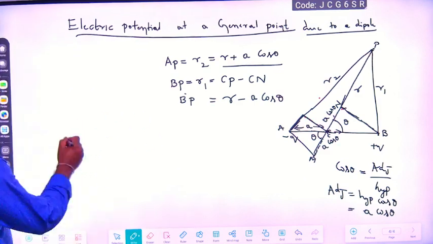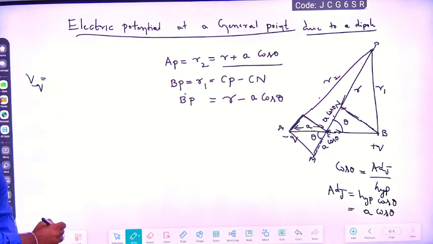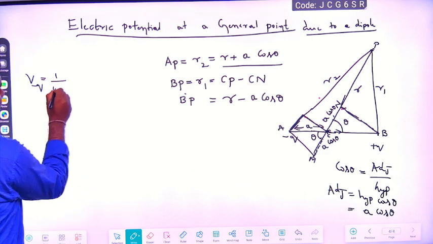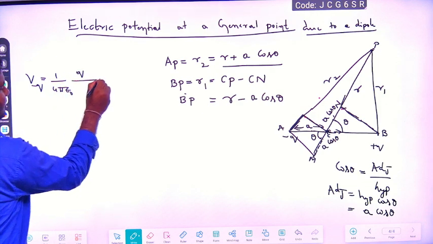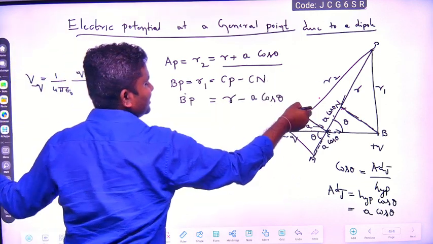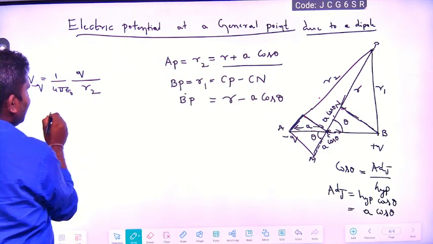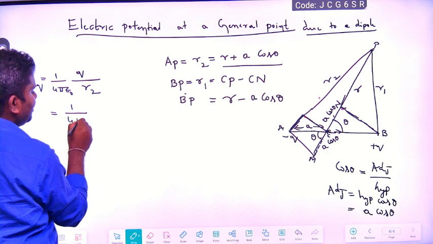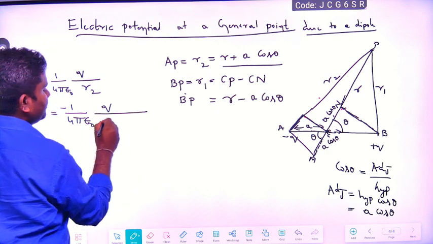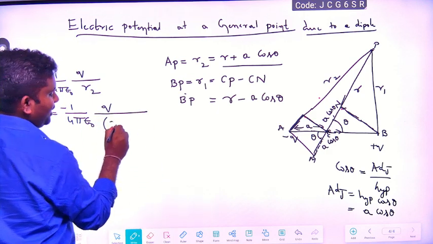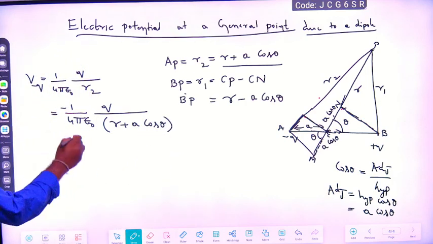Now you can write what is the potential due to the negative charge. Minus q is how much? 1 by 4 pi epsilon naught into q divided by what is the distance? This negative charge, what is the distance? R2, right? R2. Correct, right? So you can write R2 is how much? 1 by 4 pi epsilon naught minus q divided by R plus a cos theta. Very good. Correct? This is negative.